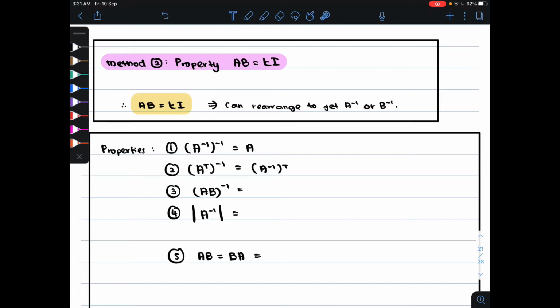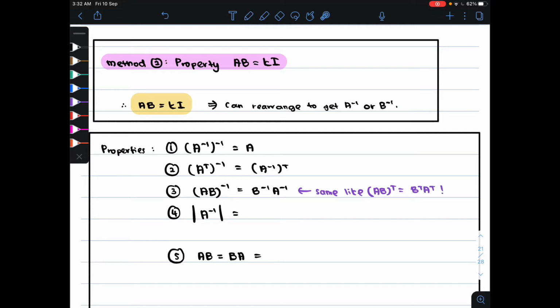Now, what if you have AB and then you inverse it? Okay, so this one bila kamu inverse, kedudukan A dengan B dia akan terbalik. So it will give you B inverse A inverse. It is the same like AB transpose that will give you B transpose A transpose.